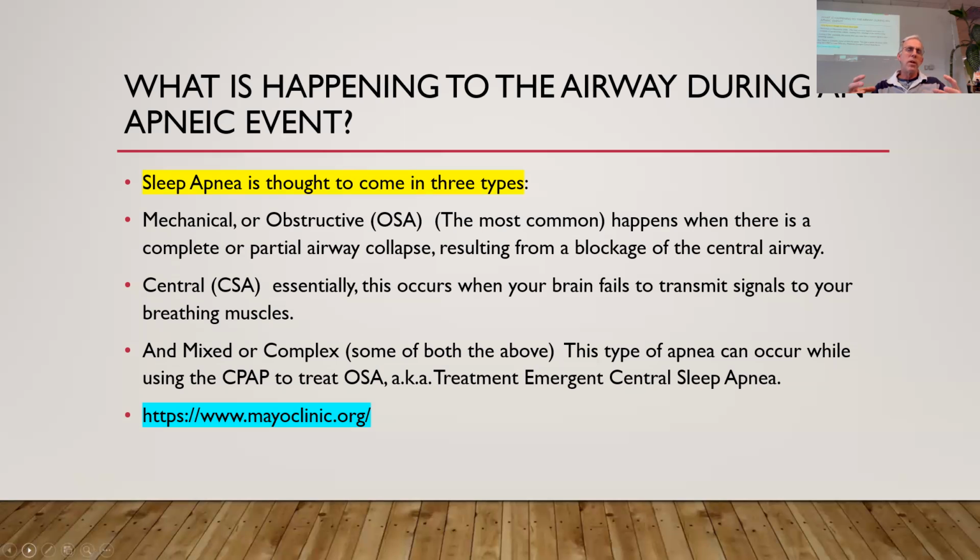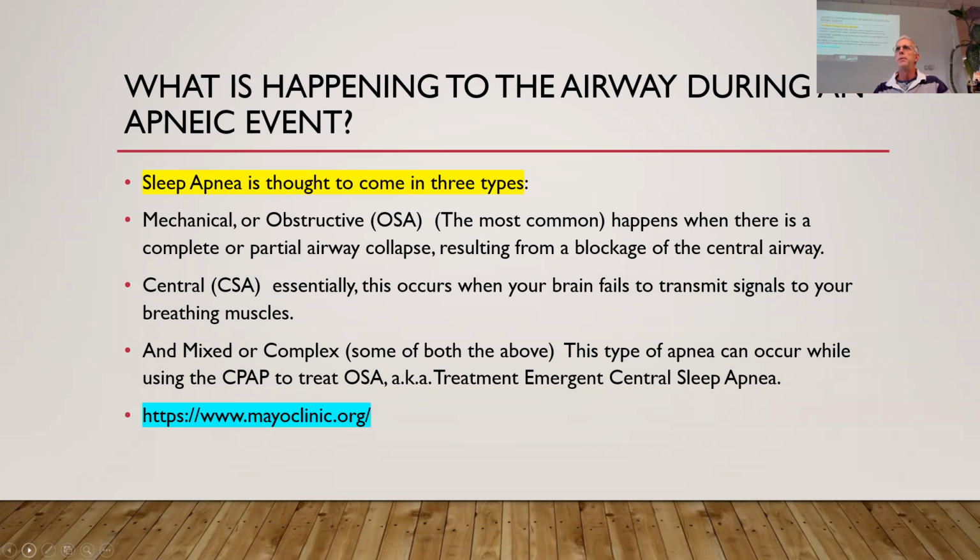And then the last one is kind of a mix, or complex sleep apnea. And actually, that's the kind of sleep apnea I have. I have a mixture of the obstructive and the central form of sleep apnea. And this sleep apnea can actually occur with some users who are on a CPAP already. So they call it, there's another name for it, treatment emergent central sleep apnea.